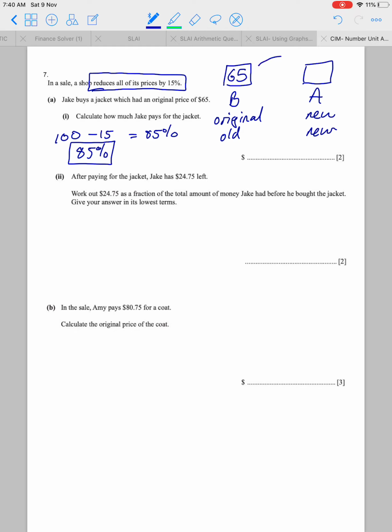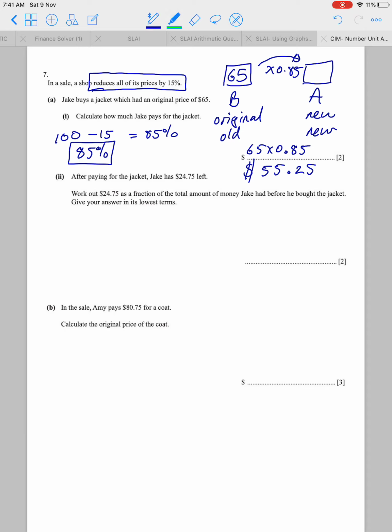Original times multiplier gives us the new. So this is the calculation here, 65 times 0.85. Because it is a calculator paper, you're asked to show your working out, which is really showing the method by which you get to the answer. So it's okay to reach for a calculator to do 65 times 0.85 and you'll get the answer as $55.25.